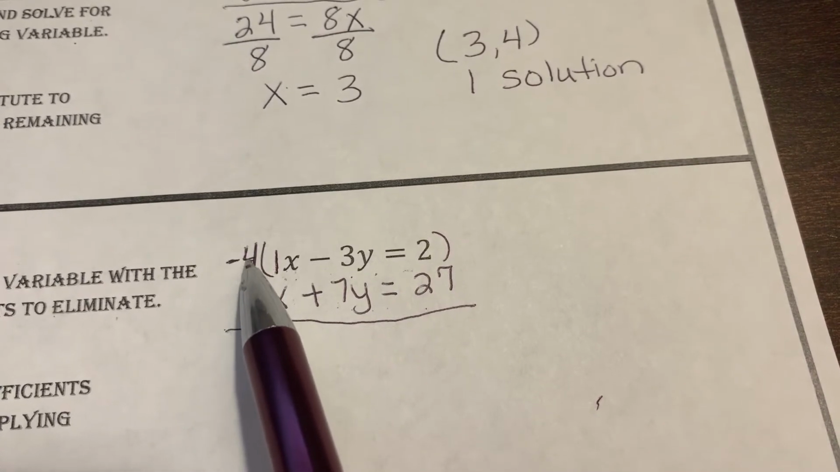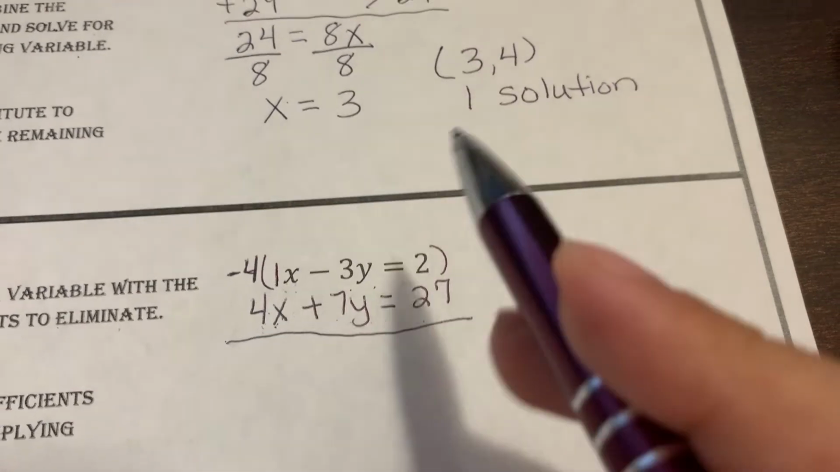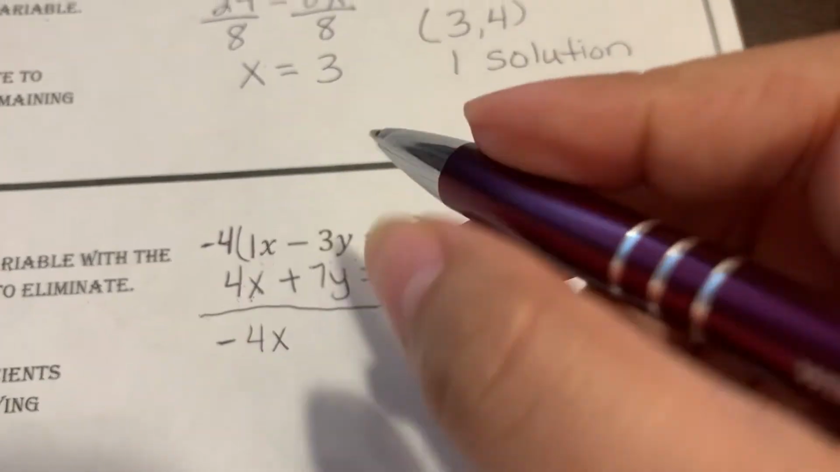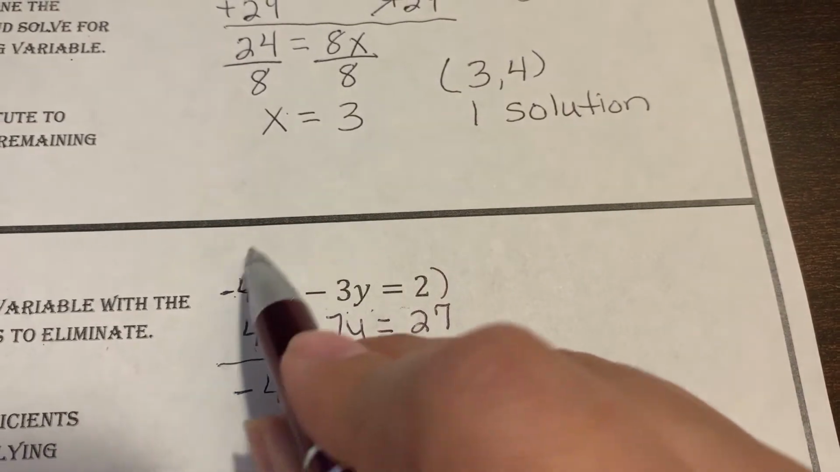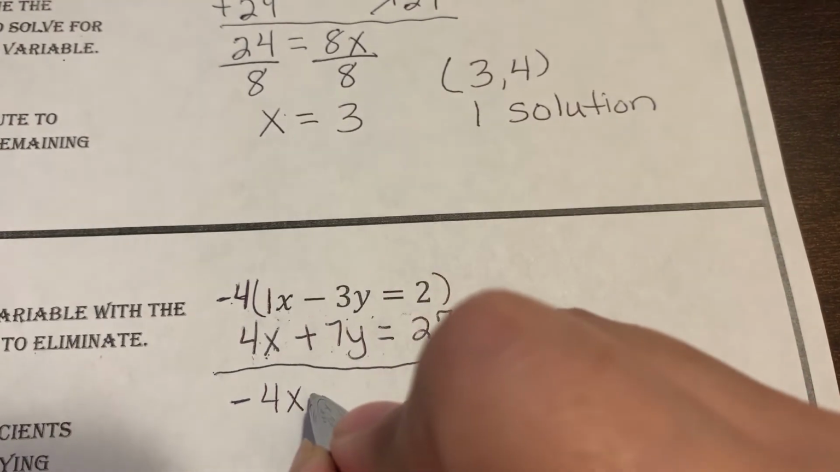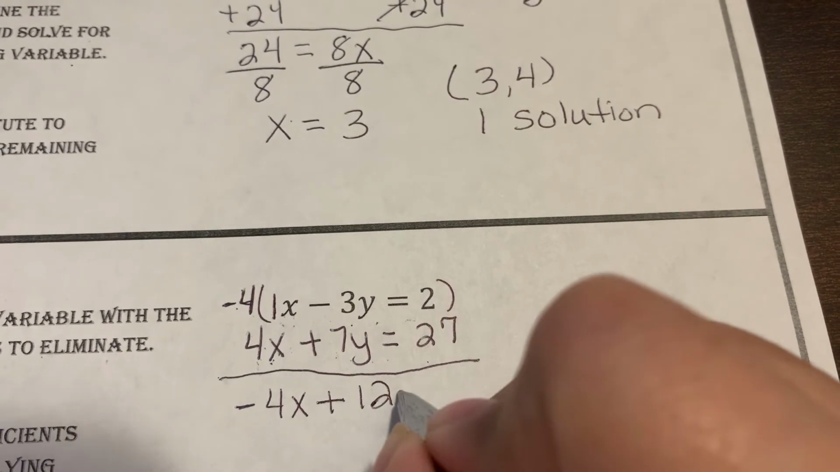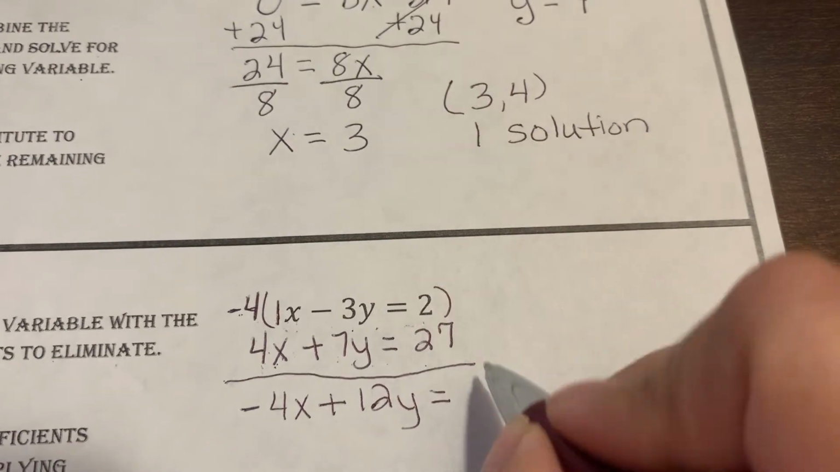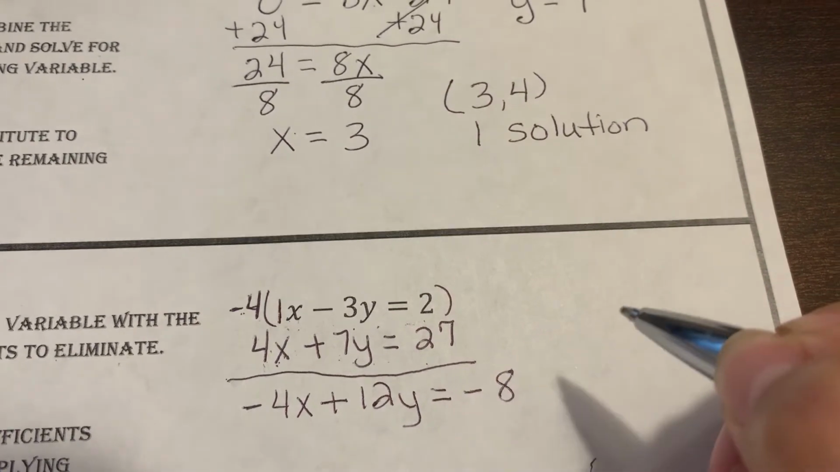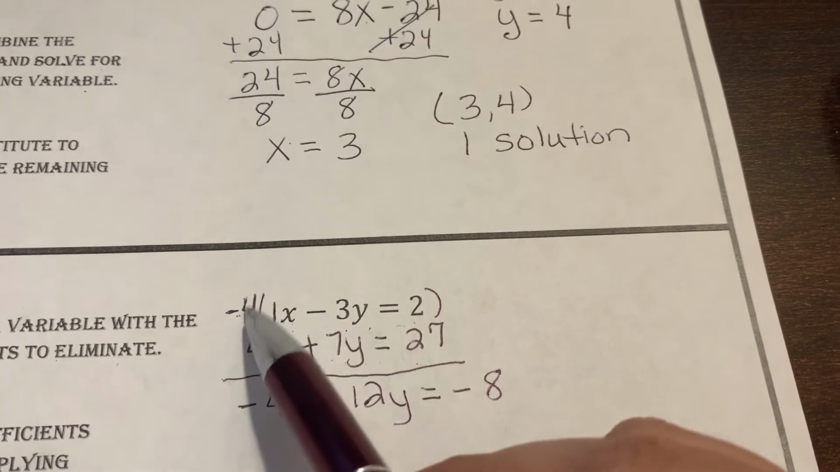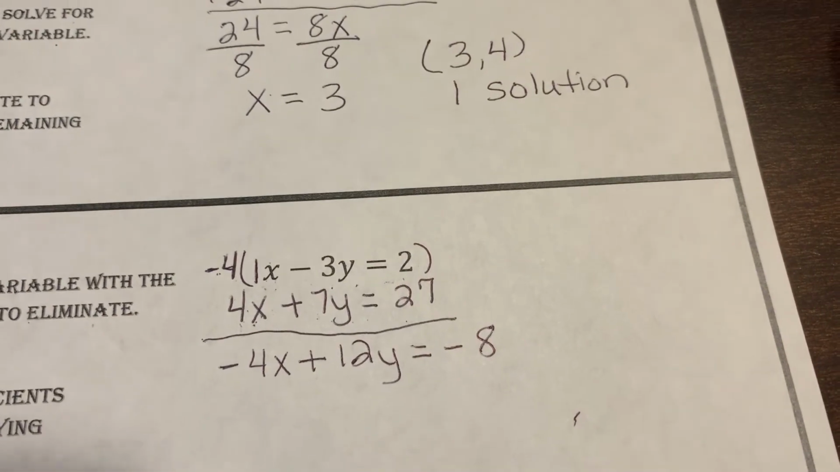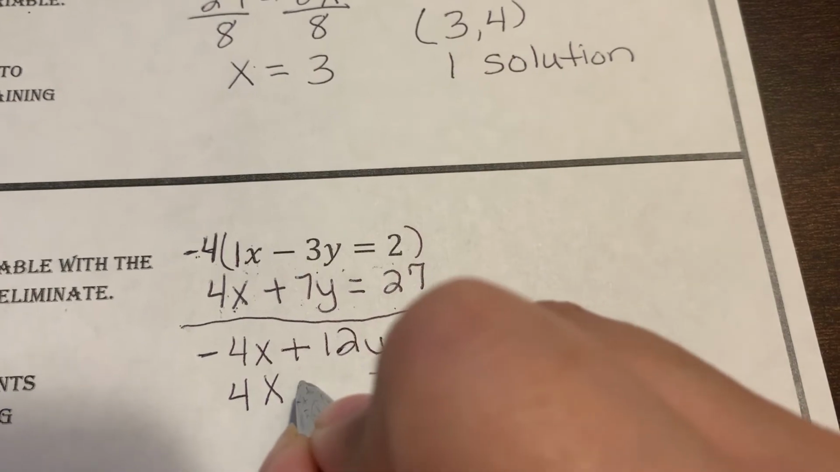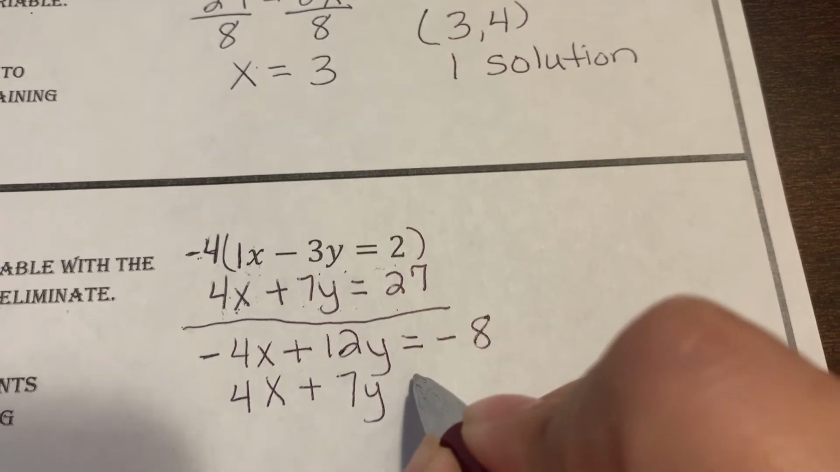So I'm going to have -4 times 1x, that gives me -4x. And then -4 times -3y gives me a +12y. And then -4 times a +2 gives me a -8. So I went ahead and multiplied each term by -4. And then I'm going to write my second equation, which I did nothing to. I left it alone.